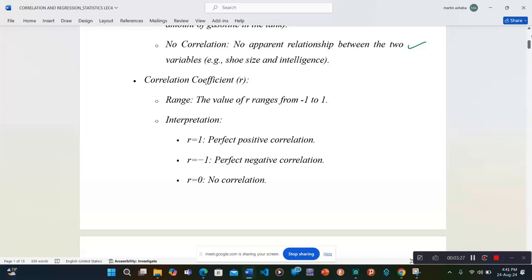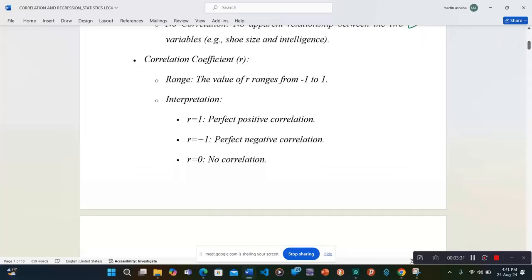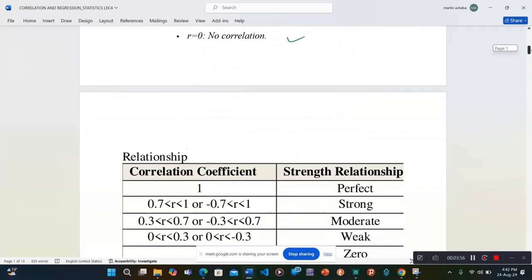And then we shall also look at the correlation coefficient, represented by R. The correlation coefficient ranges from -1 to 1. When it is 1, there is perfect positive correlation. When it is -1, there is perfect negative correlation. And when it is 0, there is no correlation. So these are important to note.